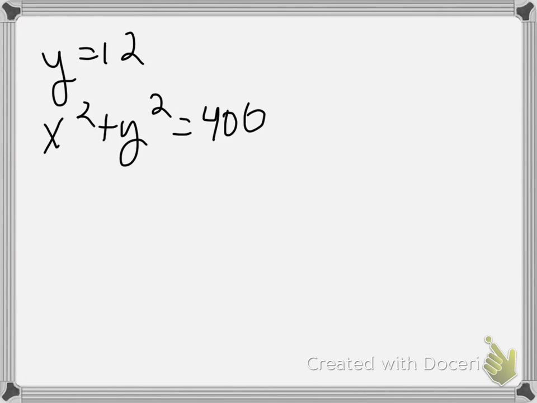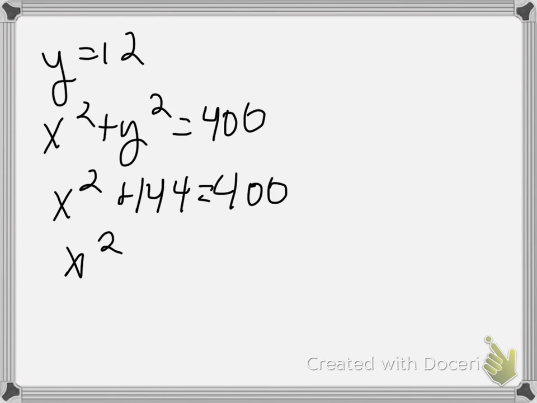So I have y equals 12, x squared plus y squared equals 400, x squared plus 144 equals 400, x squared is going to equal 400 minus 144, which is 256. Oh, that's a perfect square. How nice for us. So the square root of 256 is x equals 16.